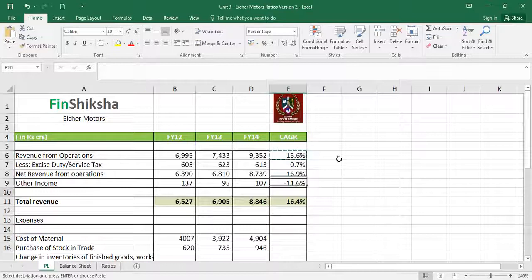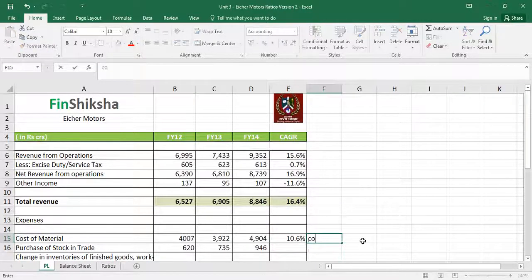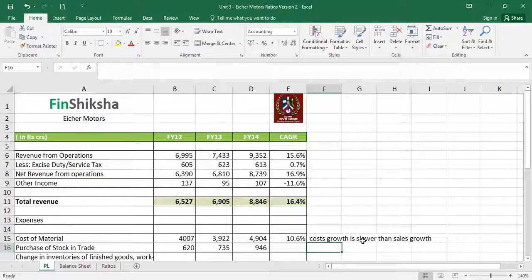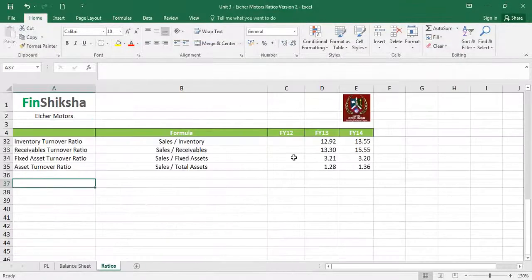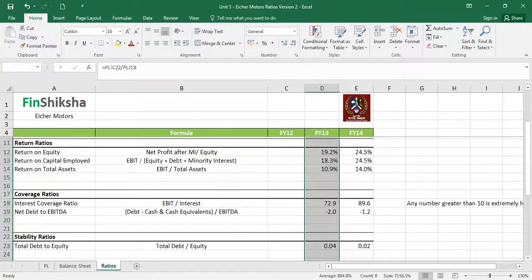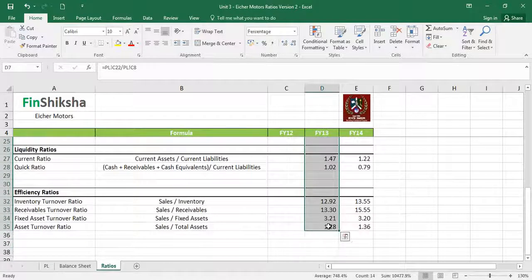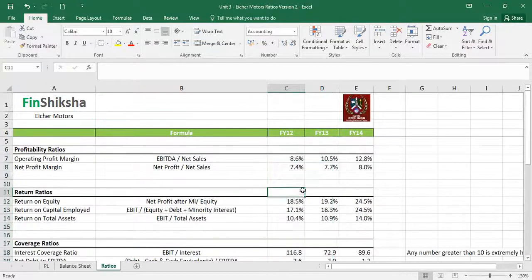I can again copy this and paste it here in the cost segment. We find that costs growth is slower than sales growth. Logically speaking, cost of material growth being slower than the sales growth would mean that on a gross margin or operating margin level, there should be an increase, right? That is what we have seen in our ratios as well. So what we'll also do is we'll select this entire set of ratios and just drag it on the left side. So we copy it and calculate it for the previous year as well.